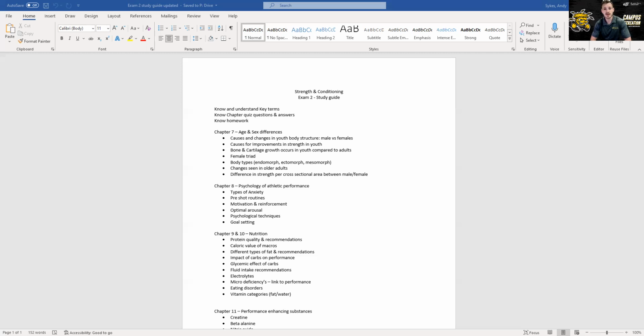The female triad. This looks at female athletes and their need for energy, their maturity and change through menstruation, and then because of the estrogen levels, their bone density. So it goes a little bit into the injury, which we already mentioned a little bit with structure change between male and female.